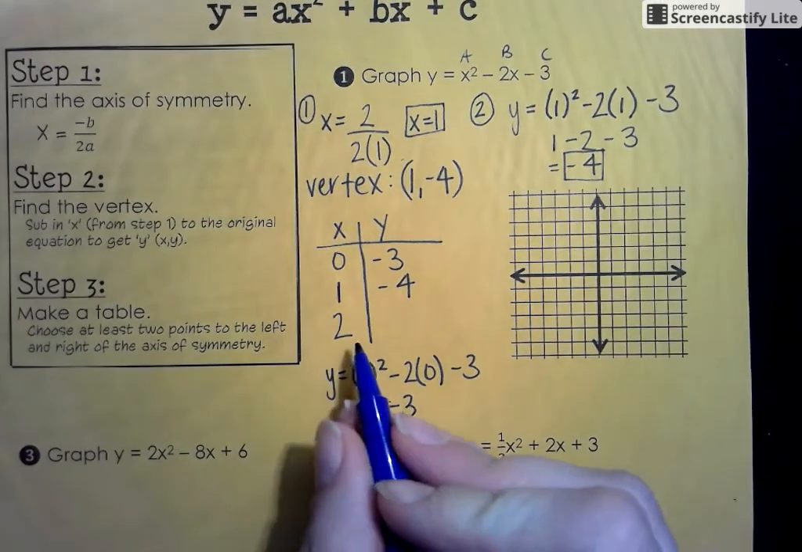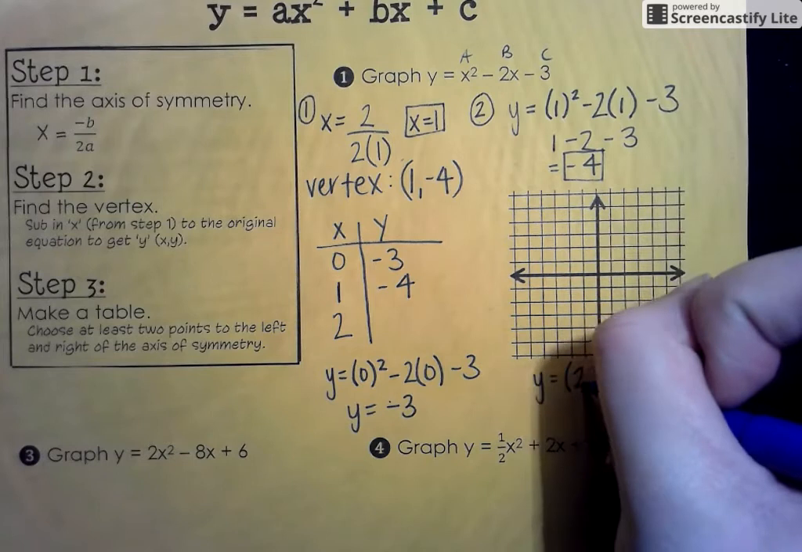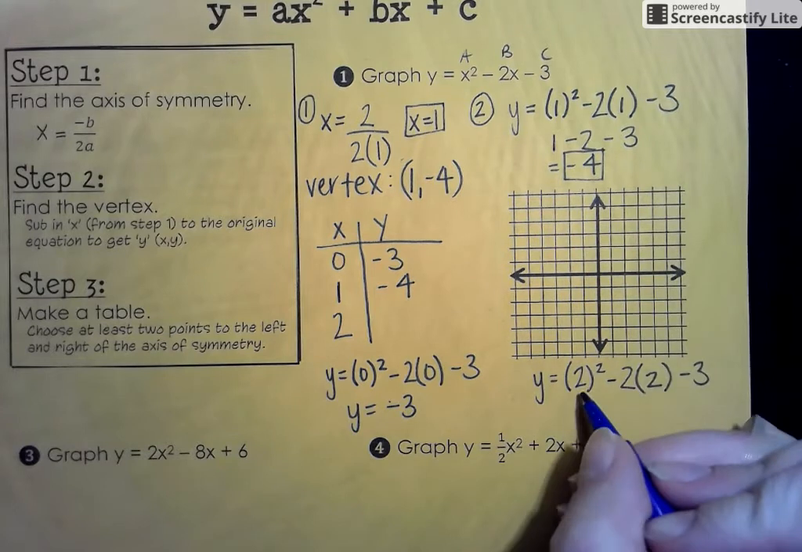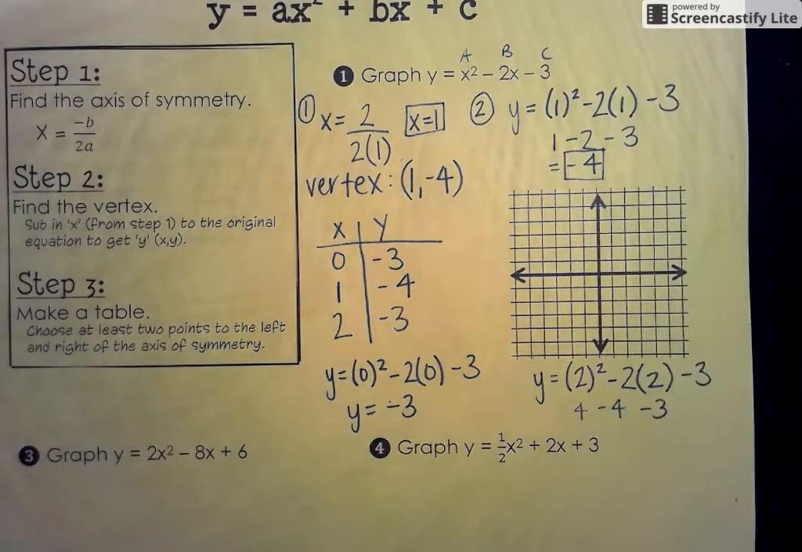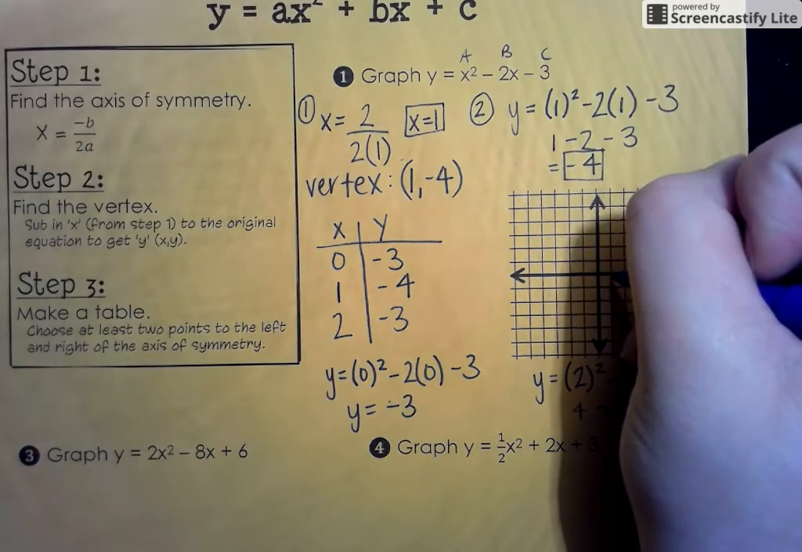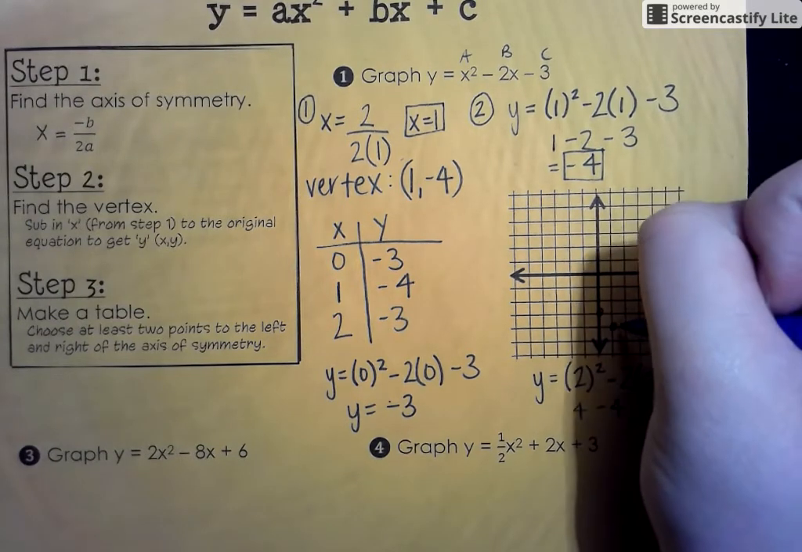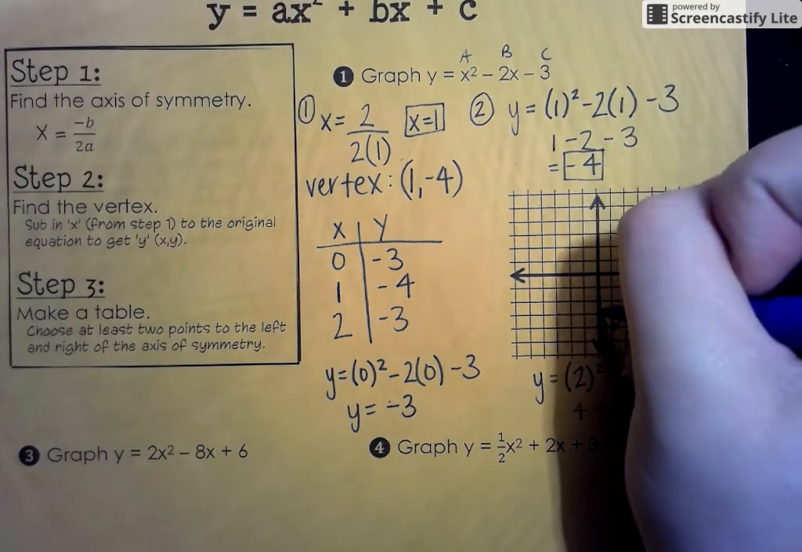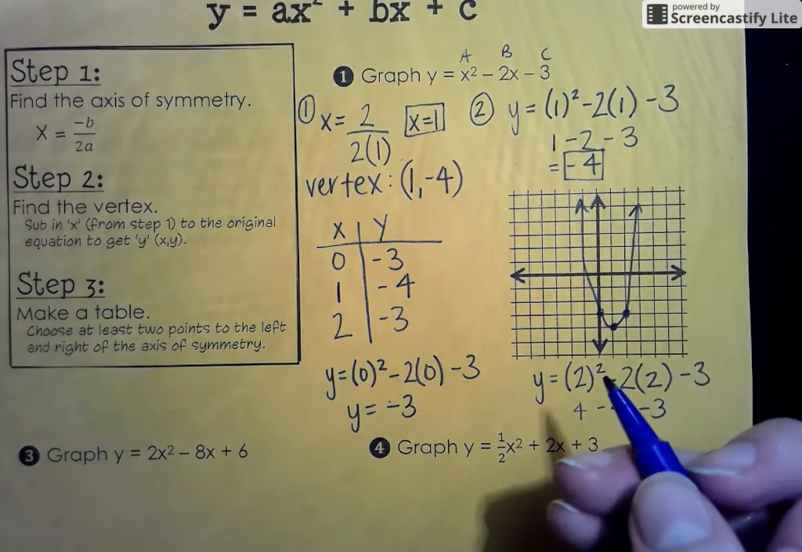I'm also going to substitute 2 in. So I have y equals, taking this from the equation up here, 2 squared minus 2 times 2 minus 3. So 2 squared is 4, minus 4, minus 3. So my 2 is going to be a -3. I'm going to plot my vertex. So it's going to be at 1, -4. And then I'm going to plot 0, -3, and 2, -3. My graph is going to face up because my a value in my equation is positive. And this is now my parabola.